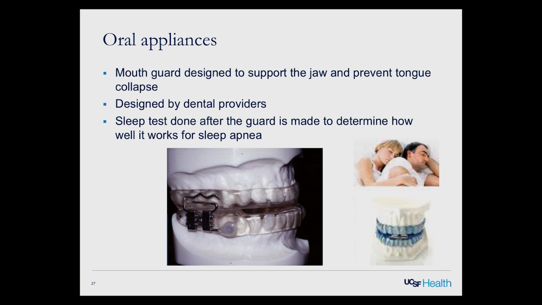Other people have tried oral appliances. This is a mouth guard designed to fit between the teeth at night. The idea is it supports the lower jaw, and so there's less collapse of the tongue and the tissue at the back behind this. This is designed either by dental providers or different practitioners. This is molded usually to your teeth and can be adjusted for the amount of jaw support that you need to prevent some of the collapse.